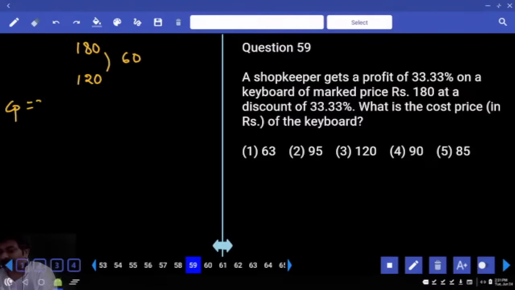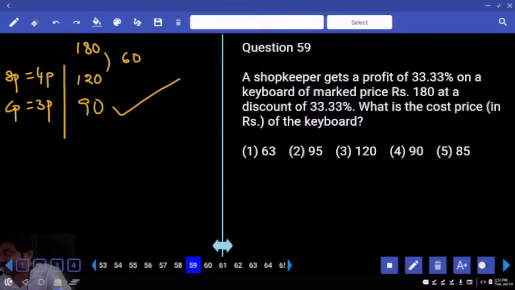What is the denominator? Let me take my cost price equal to 3 parts. Then selling price: there is a profit of 1/3. 1/3 of 3 parts is 1 part profit. Then selling price will be 4 parts, which is equal to 120. 1 part 30. 3 parts 90. Question is about cost price.